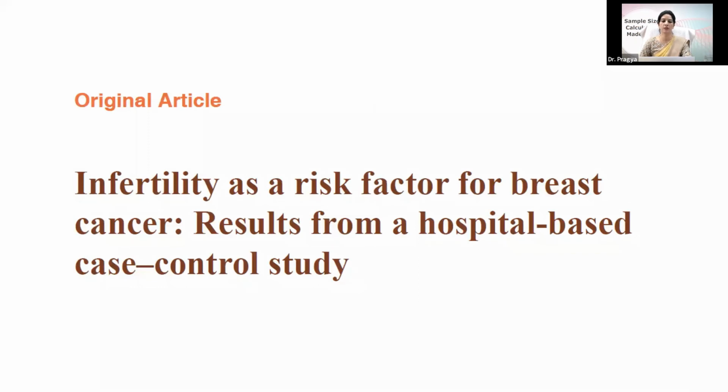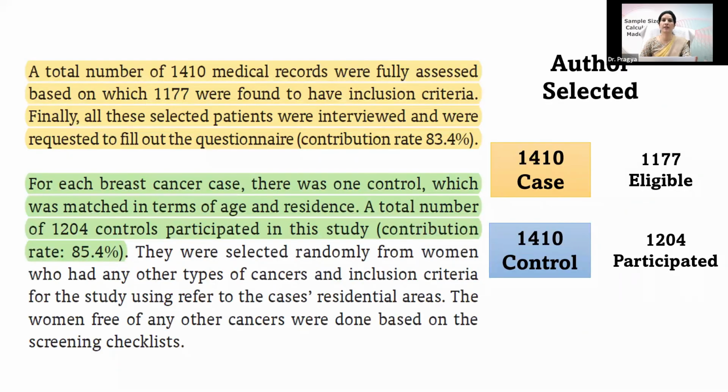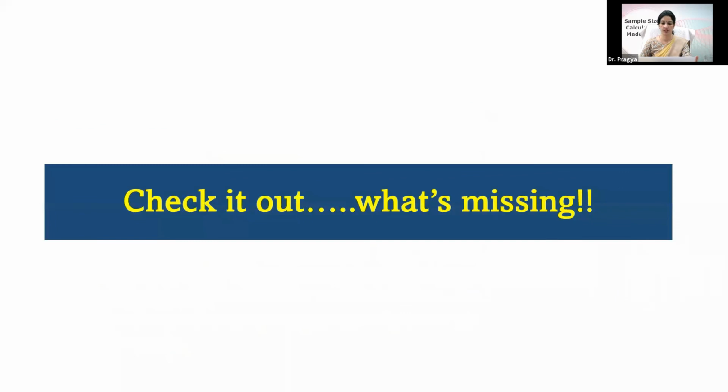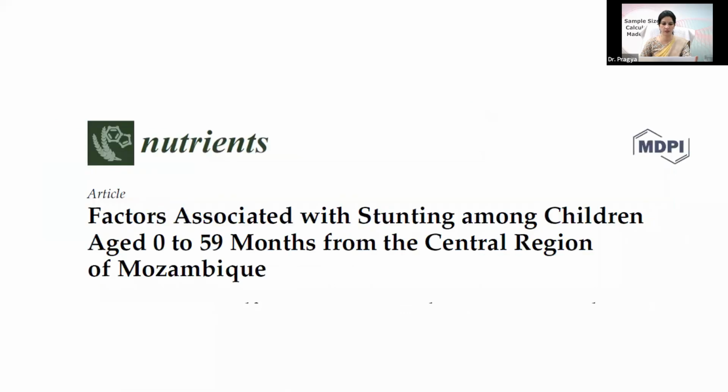In this case also, there was an article, infertility as a risk factor for breast cancer, and it was a hospital-based case control study. And you can see they have started with 1,410 cases and 1,410 controls, but they have taken only 1,177 cases and 1,204 controls, because those were the eligibility criteria. So now I think I will not discuss these things.